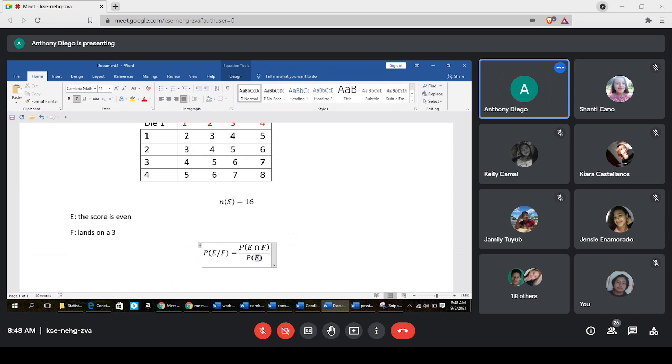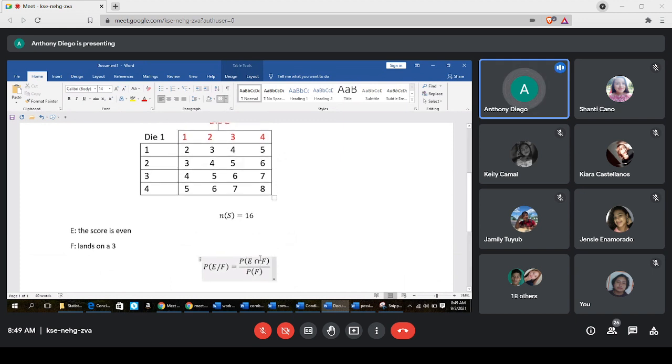So the score is even and it lands on a tree. So how much will that be? What will that be?